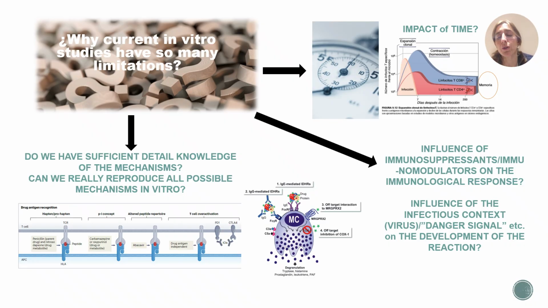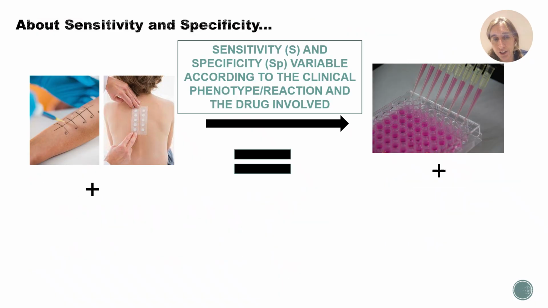Also, it's very important to know the influence of immunosuppressants and immunomodulators on the immunological response. So, how is this affecting our test outcome? And also, are we really capable of reproducing in vitro the influence of the infectious context, the danger signal, and the danger theory on the development of the reaction?